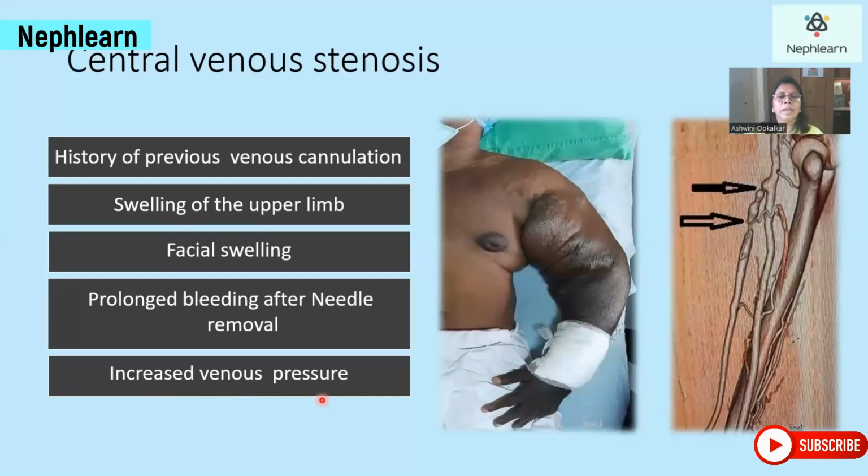Another indicator is that the venous pressure is gradually rising. The basal venous pressure is the pressure which we record at the first dialysis. So if supposing your basal venous pressure is 40 millimeters, and we find that over a period of 1 or 2 months, this has increased 3 times, then one must think of a stenosis.